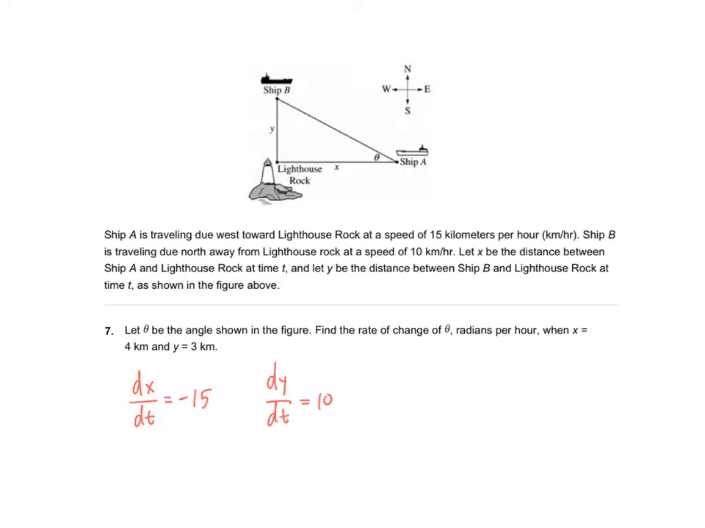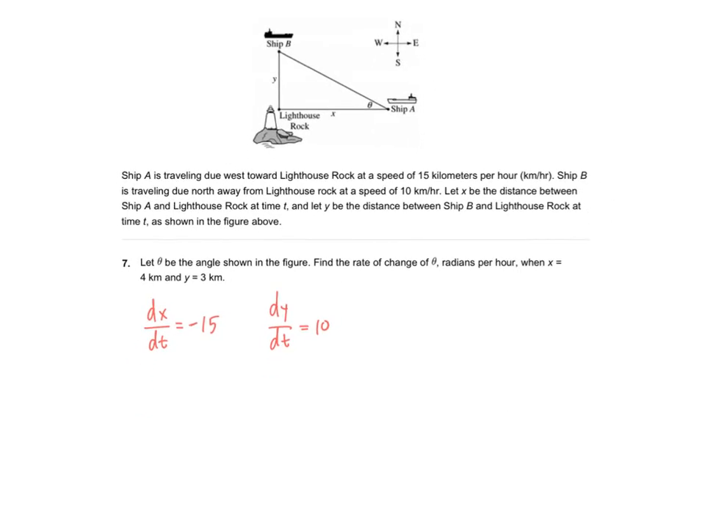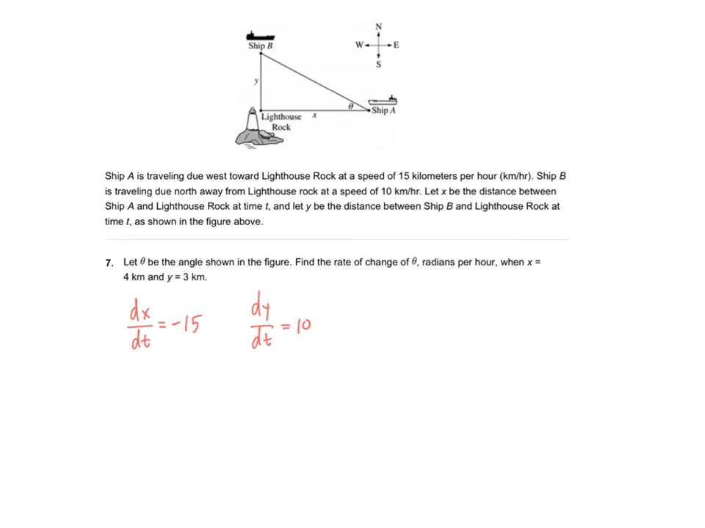Let y be, okay. Let theta, for number 7 now, let theta be the angle shown in the figure. Okay, find the rate of change of theta. So that's d theta dt, when x equals 4 and y equals 3. All right, so we want to get some equation that involves theta, and then probably want x and y to be involved also, since we know everything about them. So tangent, we'll do tangent.